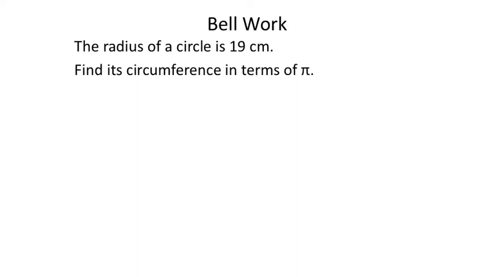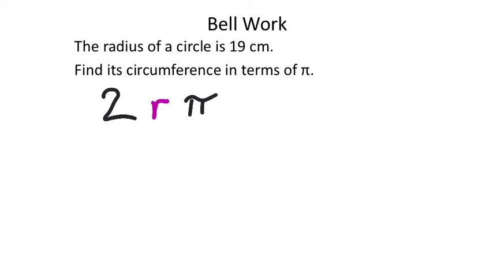For this bell work, we got a radius of a circle that is 19 centimeters. We will find its circumference in terms of pi, and hopefully remember the formula for the circumference of a circle, but probably don't. So it's 2 times the radius times pi. Now it says it wants the answer in terms of pi. That just means that we're going to have the answer have a pi in it.